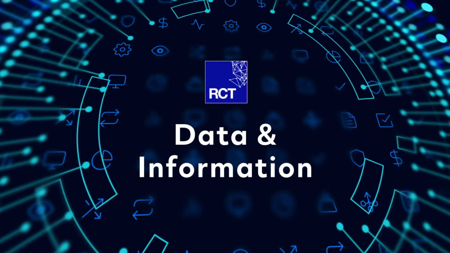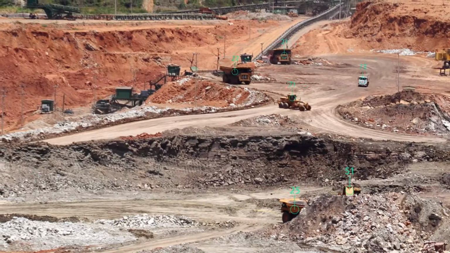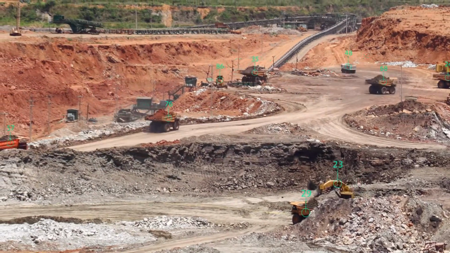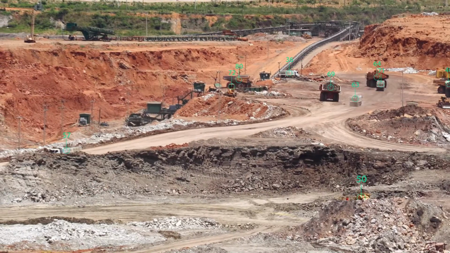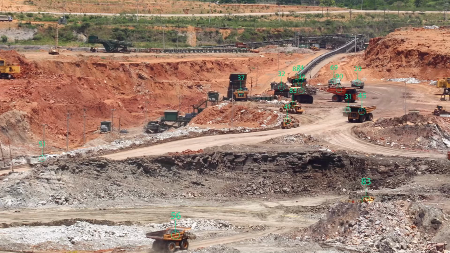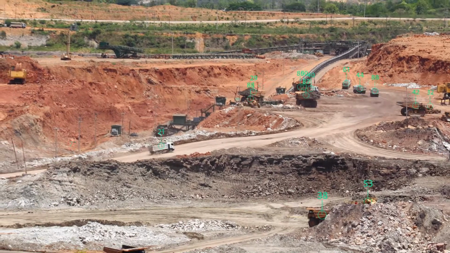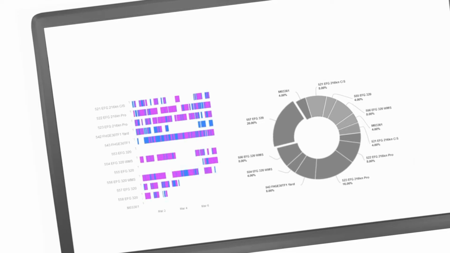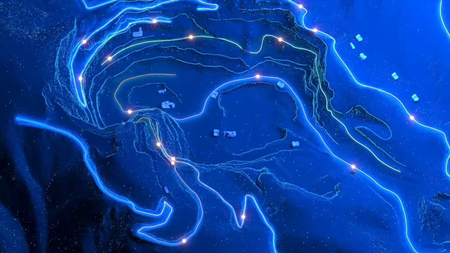The amount of operational and workforce data generated by mining and industrial businesses grows by the day. But only a few companies know how to harness it to improve operations and profit from the information. With RCT's data and information solution, you will advance your workforce and fleet understanding to reach new heights in revenue growth, machine protection, and productivity.